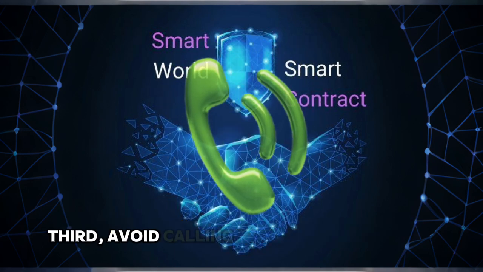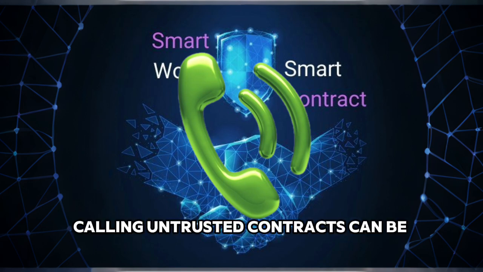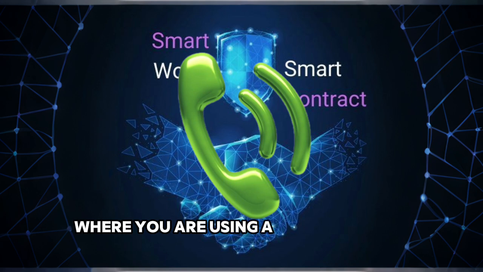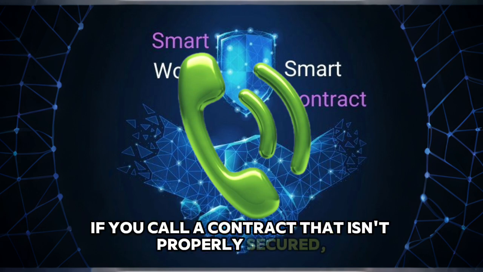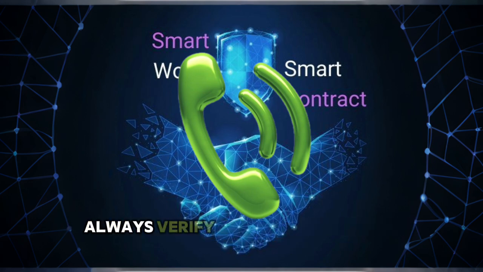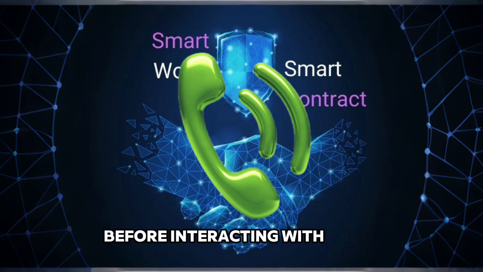Third, avoid calling untrusted contracts. Calling untrusted contracts can be incredibly risky. Imagine a situation where you are using a delegate call function. If you call a contract that isn't properly secured, it could potentially compromise your own contract. Always verify the security of any external contracts before interacting with them.